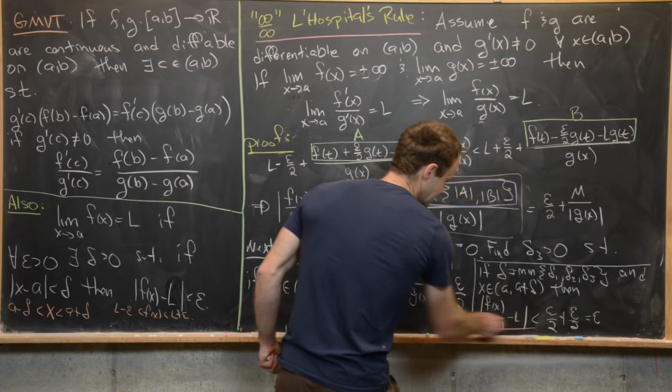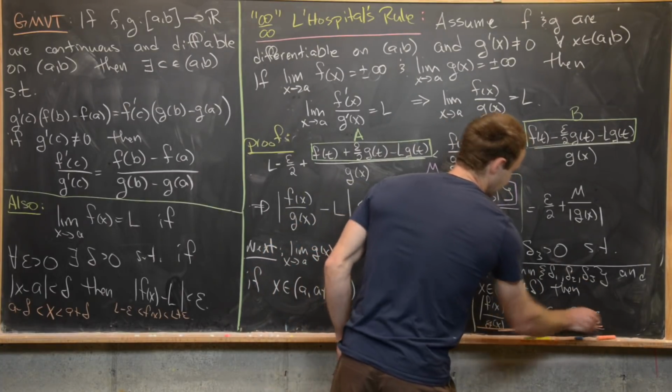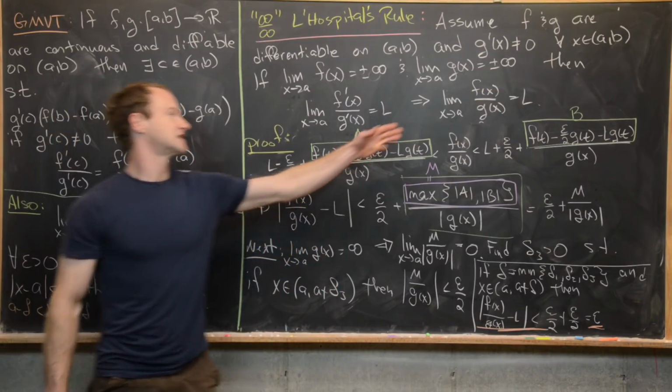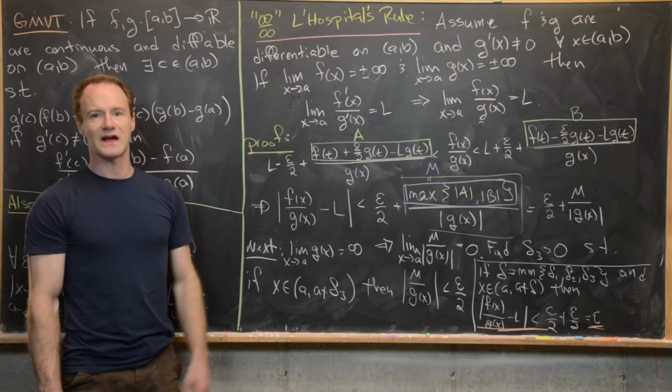So if we look at this part of the inequality and this part of the inequality, we see that we have satisfied the definition for this following limit. And that's a good place to stop.